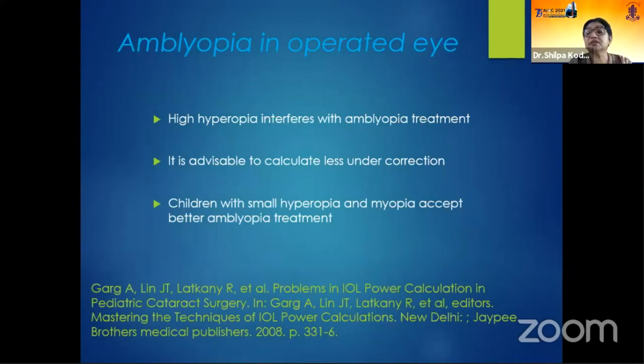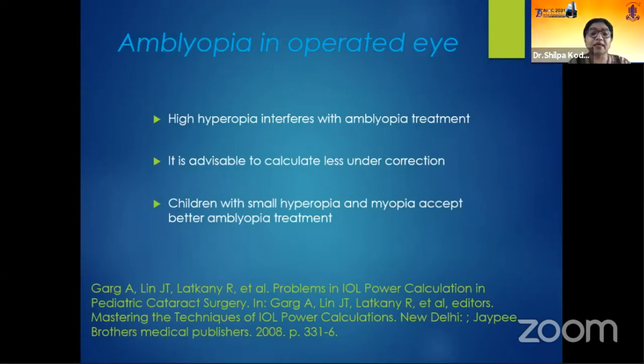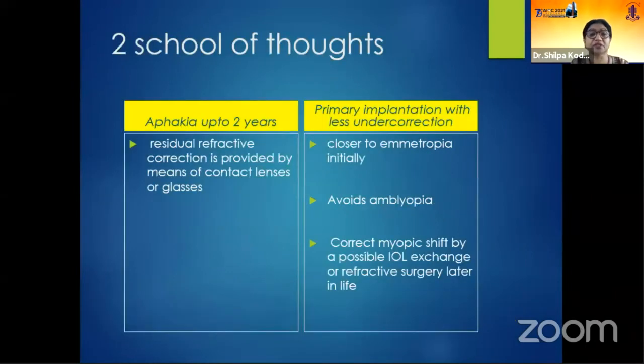Another point is amblyopia. Hyperopia interferes with amblyopia treatment. So at a smaller age group, it is easier to keep the child more towards emmetropia, and giving amblyopia treatment is easier with lower errors. Children with small hyperopia or myopia accept the amblyopia treatment better, and it is advisable to calculate a lesser undercorrection. So now there are two schools of thought.